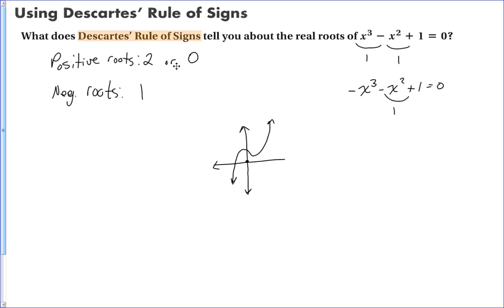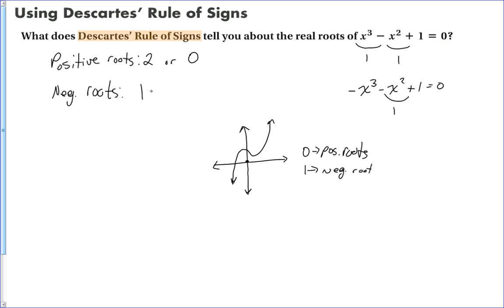Now, this says it has 2 or 0 roots. Well, if you look, it doesn't cross the x-axis anywhere that's positive, which means we have 0 positive roots and 1 negative root. All right, because this is your possible number of roots. This doesn't tell you your actual number of roots. Well, unless you only have a 1 like this.